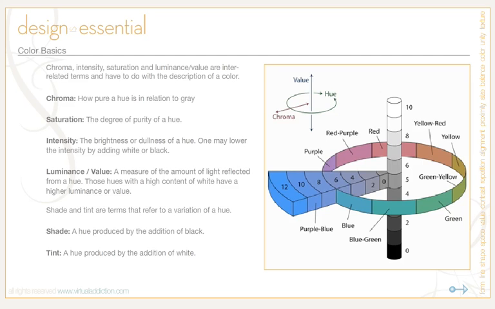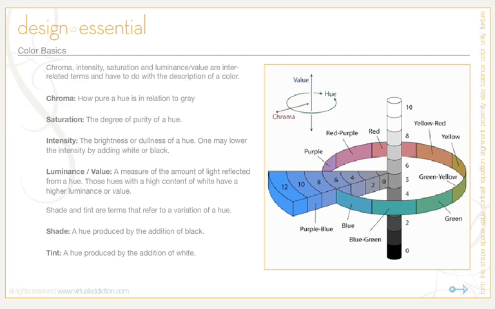Chroma, intensity, saturation, luminescence, and value are interrelated terms that have to do with the description of color. So let's just define each of these. Chroma is basically how pure a hue is in relationship to gray. Saturation is the degree of purity of a hue.